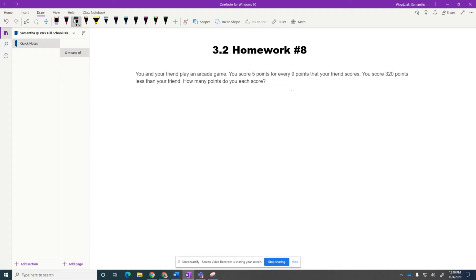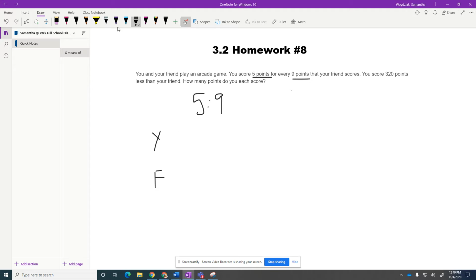So I think what's catching us up on this one is that we don't have a tape diagram already in place for us. And so we just need to go ahead and draw that out. So we know that the ratio of your points to your friend's points is 5 to 9, because we see that here. So again, for every 5 points you score, your friend scores 9. So I'm going to write Y for you and F for friend.